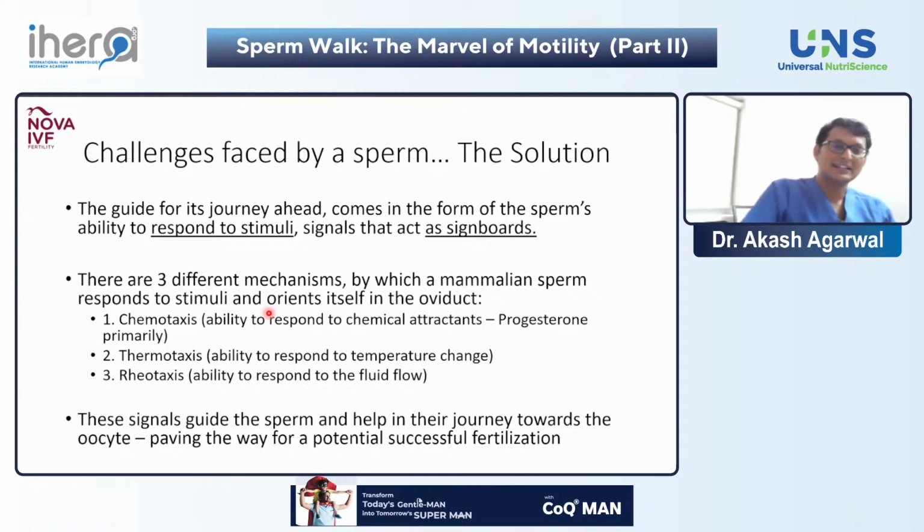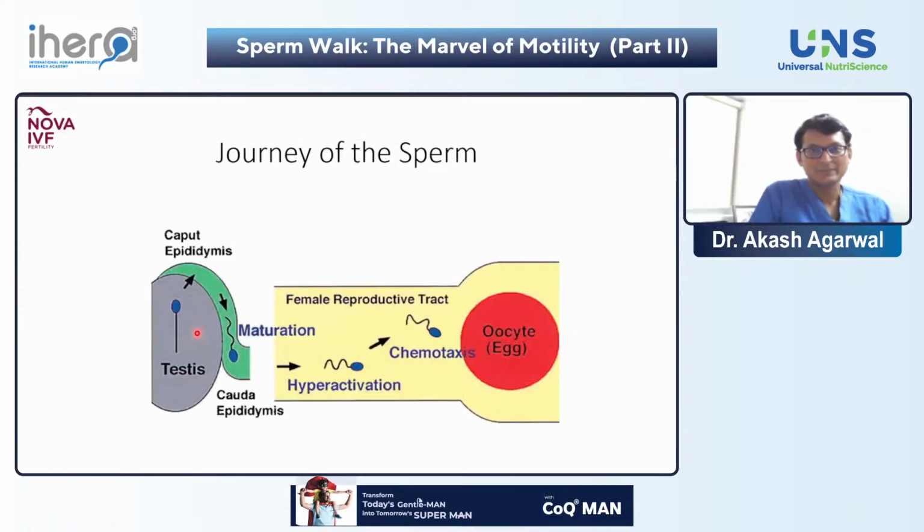The first one is chemotaxis, the ability of the sperm to respond to chemical attractants, which is primarily progesterone from the cumulus cells. Thermotaxis, where they respond to temperature fluctuations. We all know that the temperature of the female, and the genital tract in particular, increases around the ovulation time, so that's a guide for this. And then rheotaxis, which is the ability to respond to fluid flow or shearing stress. So these signals help guide the sperm along the path to the nearest oocyte, and thus successful fertilization will happen.